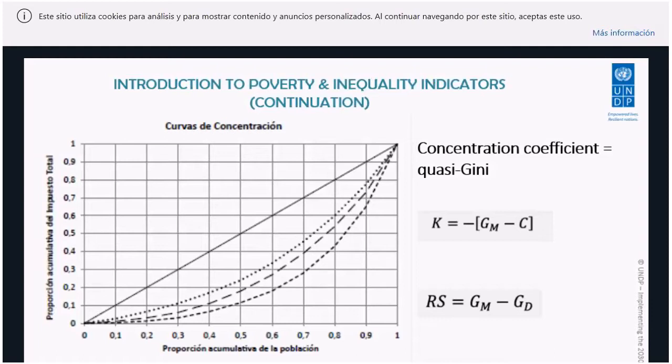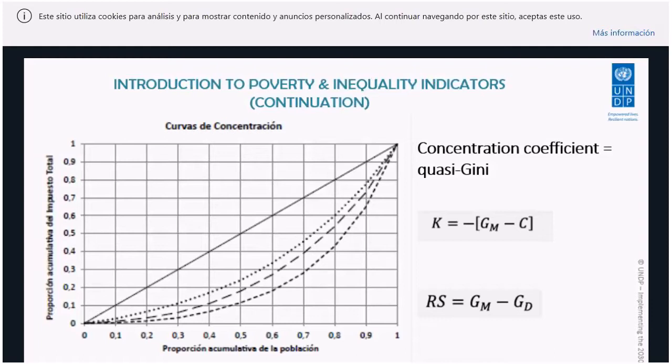Then what happens with the Reynolds-Smolensky index? While we have the progressivity or regressivity of a tax with the Kakwani, with the Reynolds-Smolensky index, in addition to that, we can see the redistributional capacity of a certain tax. In that case, we only subtract the Gini coefficient at market income, before any kind of taxation, minus the Gini coefficient after taxes. You see there a GD. The D is because in Spanish it is después de impuestos. It's after taxes.